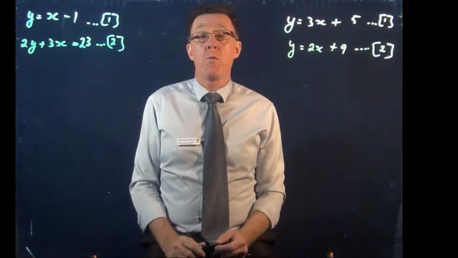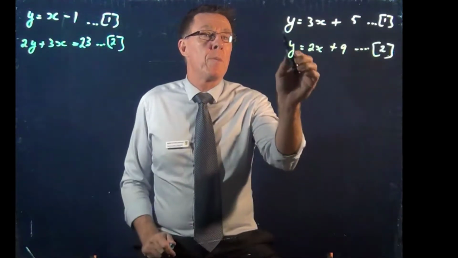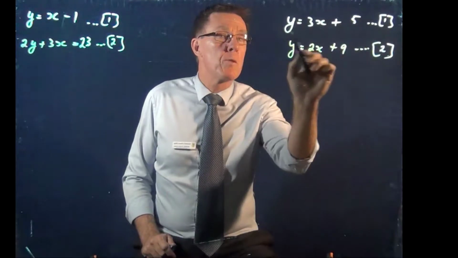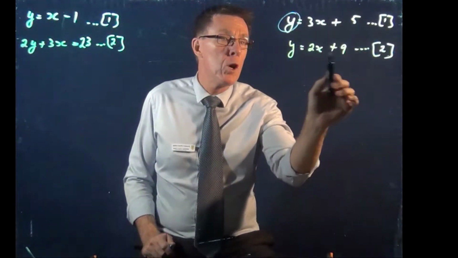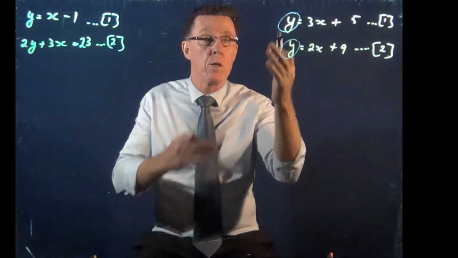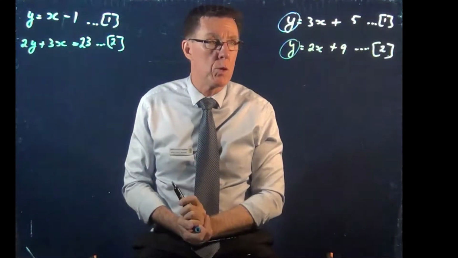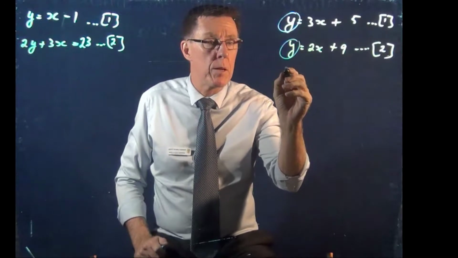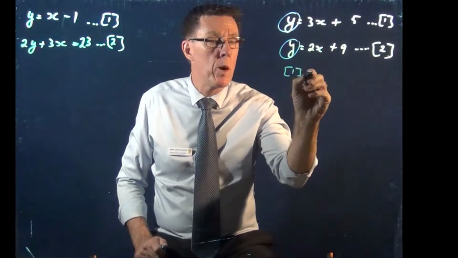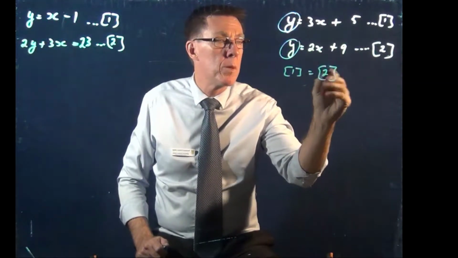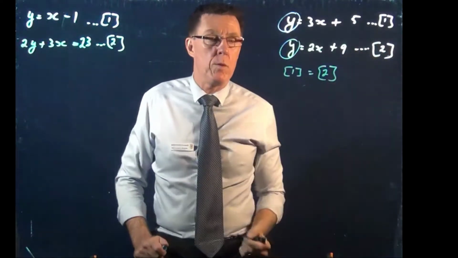Now, substitution, we find things of equal value. Have a look here. This statement up here says 3x plus 5 must be equal to y. 2x plus 9 is also equal to y, so therefore, if the y's are equal, these statements here are also equal. If you want to get mathematically correct about it, we would say that equation 1 is equal to equation 2. And I name the equations 1 and 2 over here.